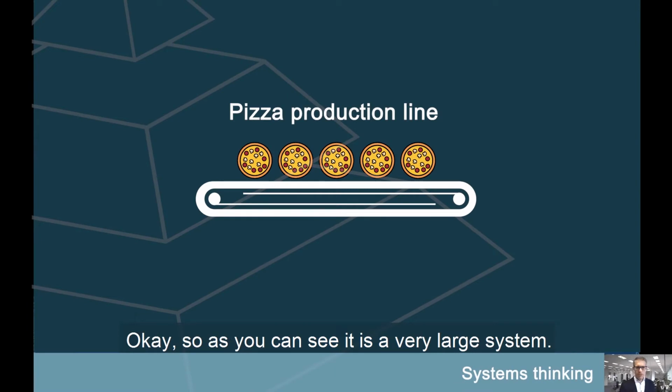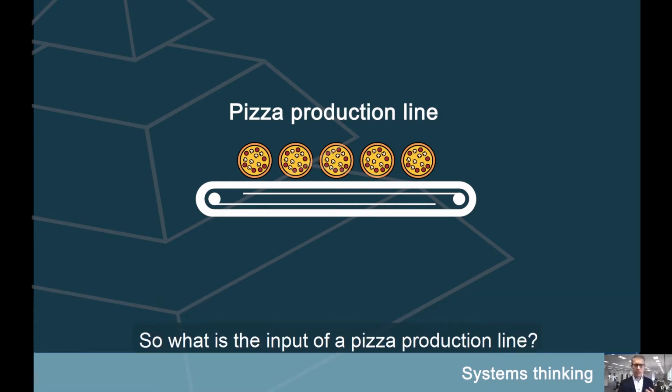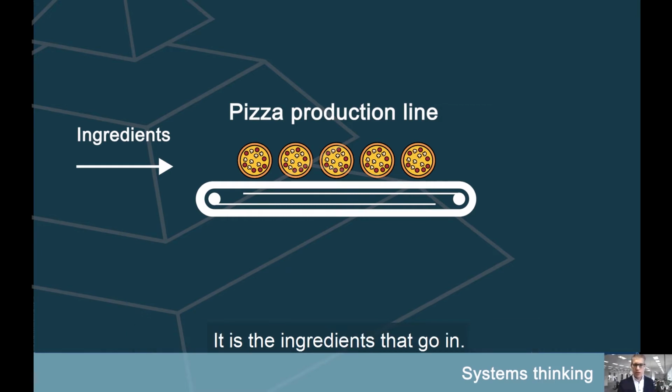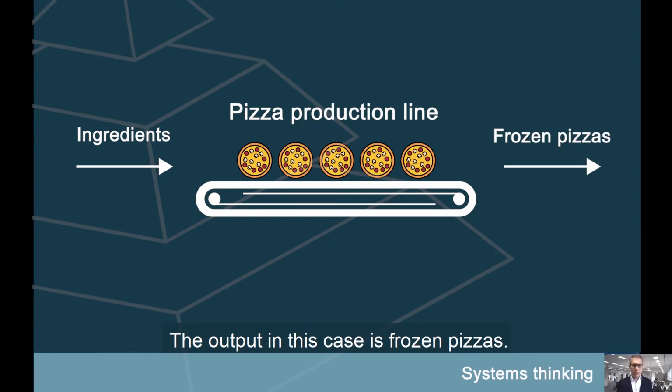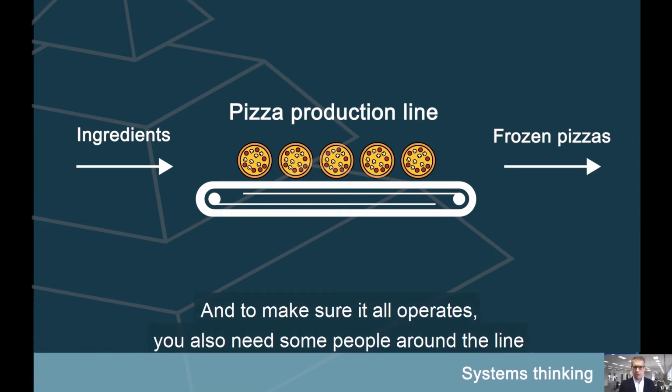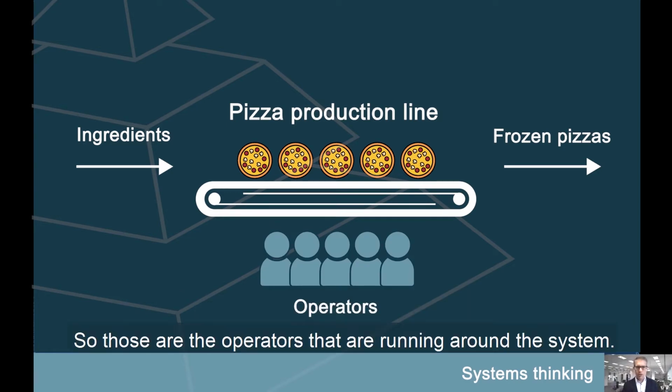Okay, so as you can see, it's a very large system. You can look at it as one large system, the pizza production line. But a system always has an input. So what is the input of a pizza production line? That's the ingredients that go in. And then, of course, every system also has an output. The output in this case is frozen pizzas. And to make sure that it all operates, you also need some people around the line to make sure that everything is working correctly. So those are the operators that are running around the system.